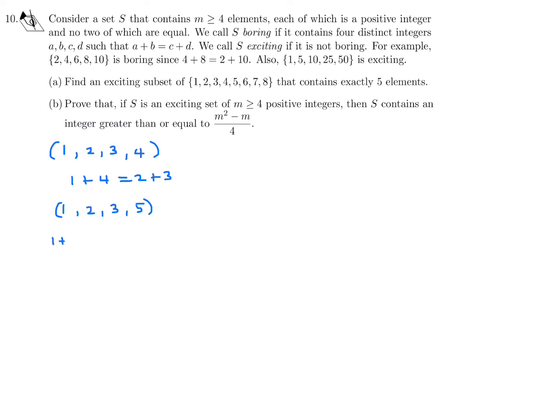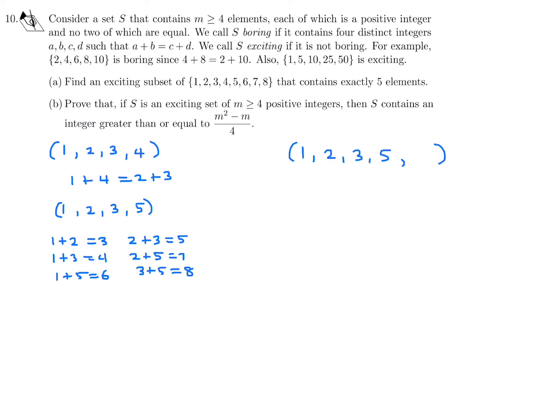Let's first figure out the sums. Actually, let me just do it in order. 1 plus 2 is 3. 1 plus 3 is 4. 1 plus 5 is 6. 2 plus 3 is 5. 2 plus 5 is 7. And 3 plus 5 is 8. Are any of these the same? 3, 4, 5, 6, 7. No. So that means this is exciting. Great. So I will keep these 4. And let's see if I can add a 5th number to make the set of 5 numbers exciting.